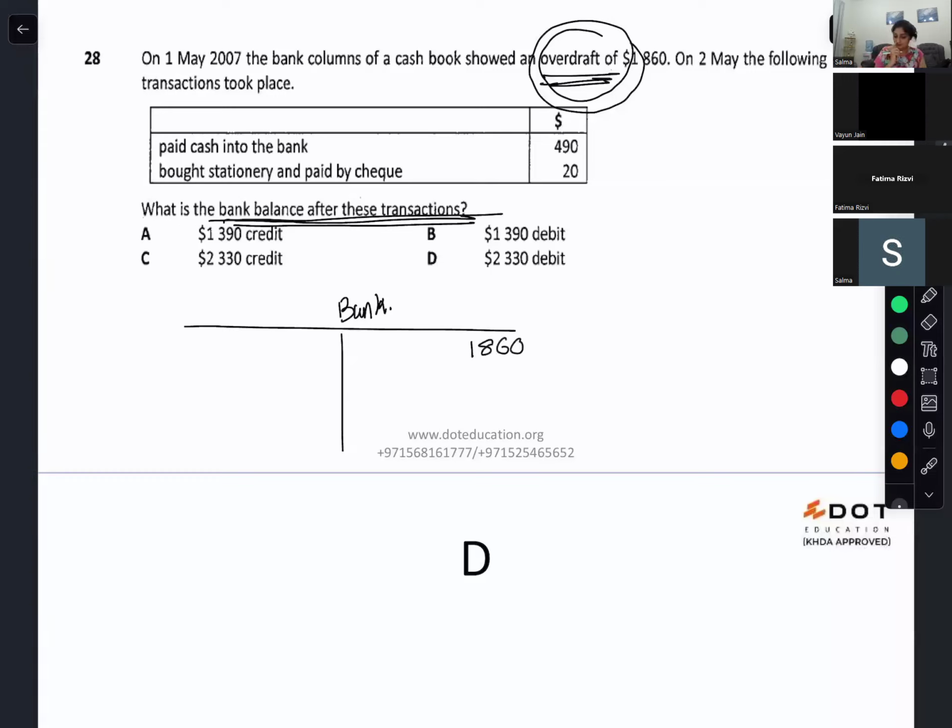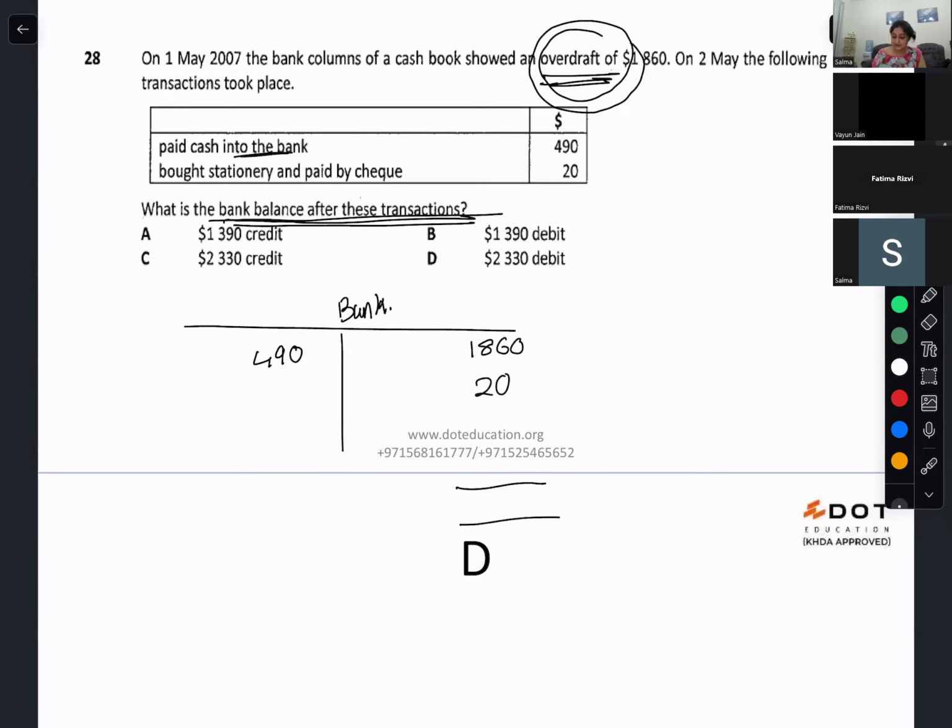Then cash paid into the bank. That's debit side, because it is coming into the bank. Very good. And bought stationery and paid by check. So bank 20 out, credit side. Okay.